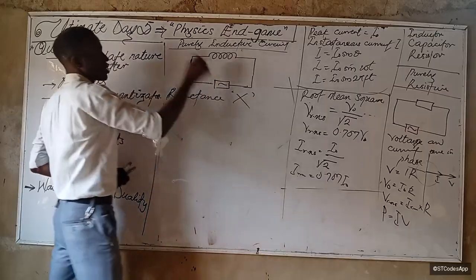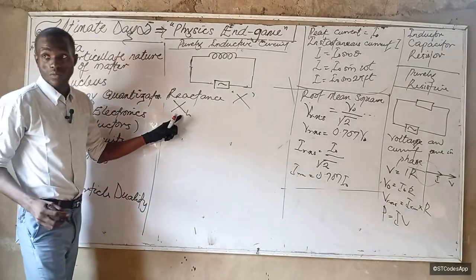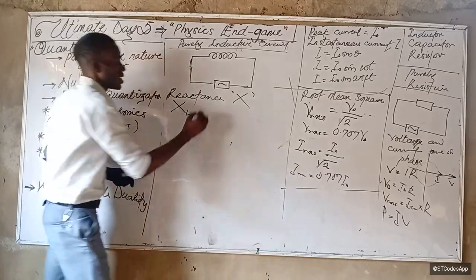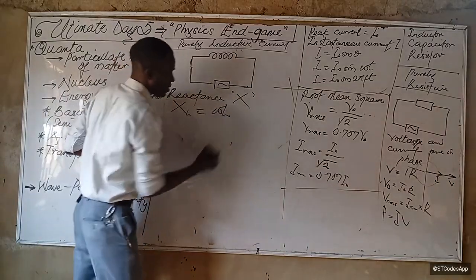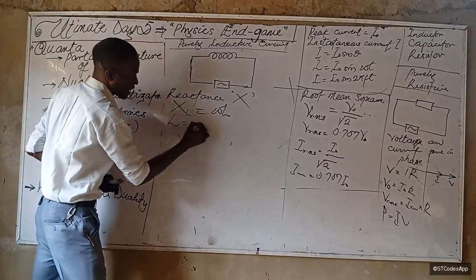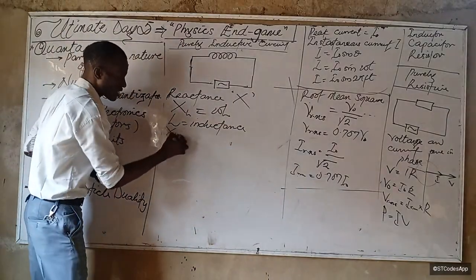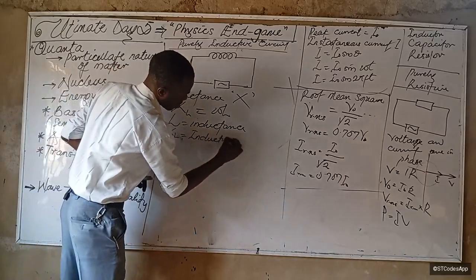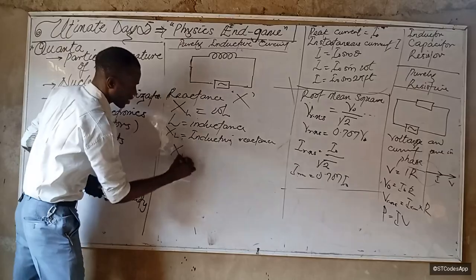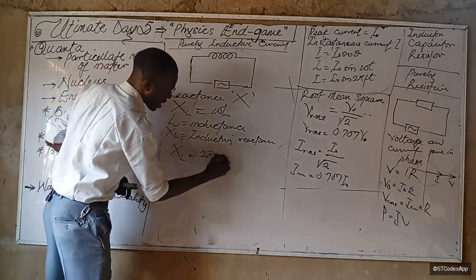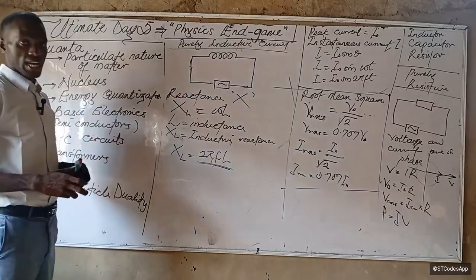So this is our AC source, and this guy is going to offer an opposition called inductive reactance. We denote it by X sub L. Is that okay? So we have that X sub L is going to be equal to omega L. Now what is L? Our inductance. You'll be given your inductance. So X sub L is your inductive reactance. What's omega? That's 2 pi f, so X sub L equals 2 pi f L.